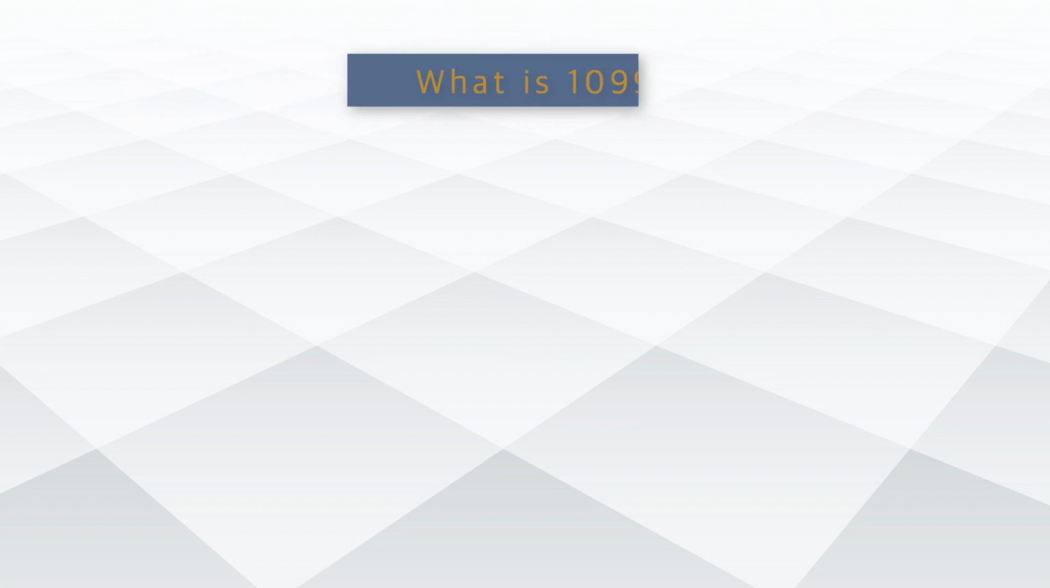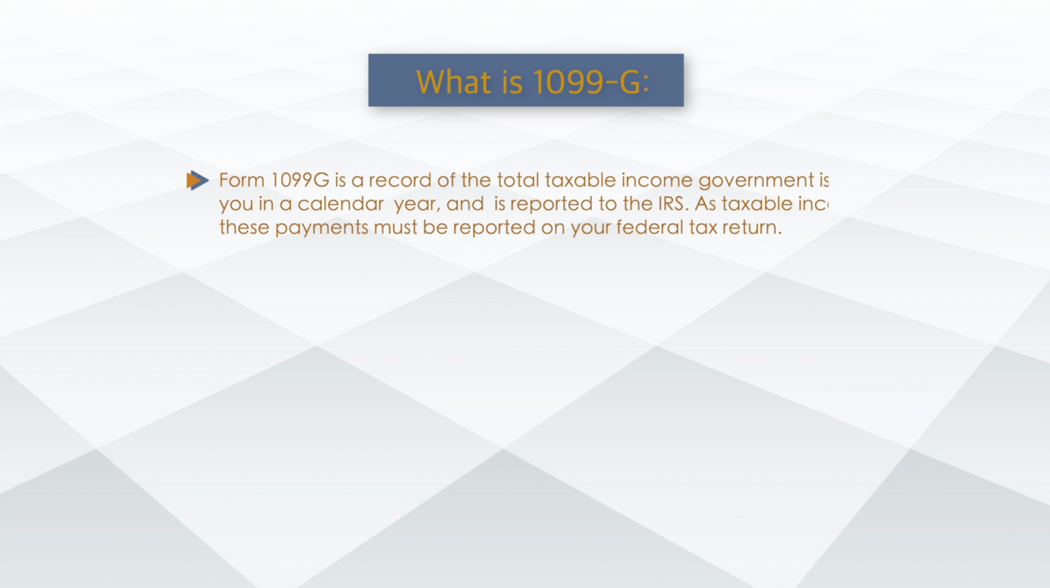So what is 1099-G? Well, the 1099-G form is a record of the total taxable income the government issues to you in a calendar year and is reported to the IRS. Now, by government, it could be either federal or state sponsored. So if you have received certain benefits from the federal government or state level government, then it will be under the 1099-G form. Now, not every benefit or payment falls under taxable income, so we will go over which payments fall under taxable income later on in this video.